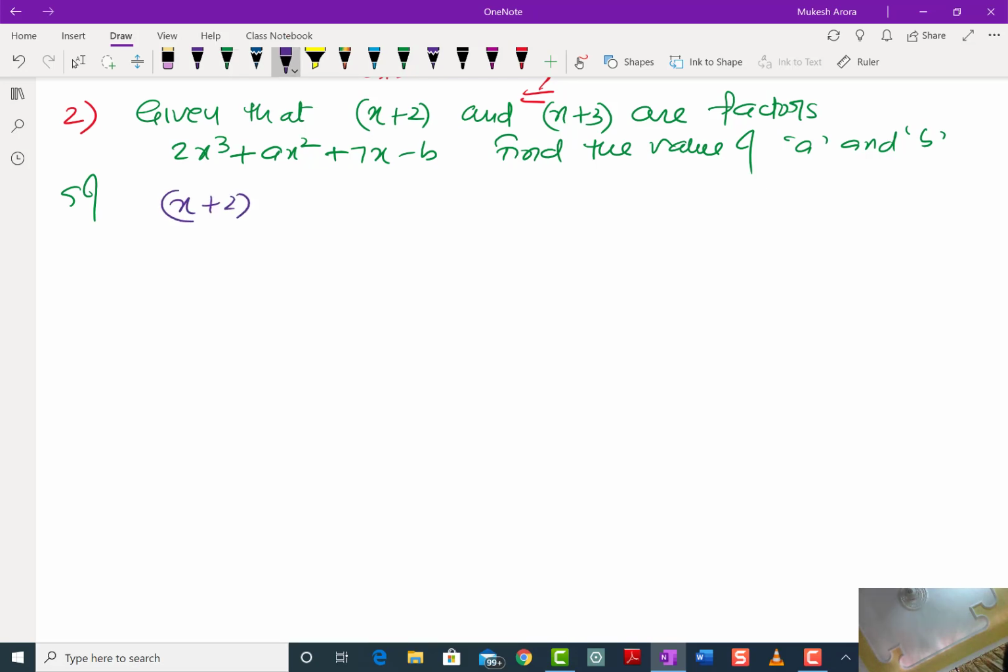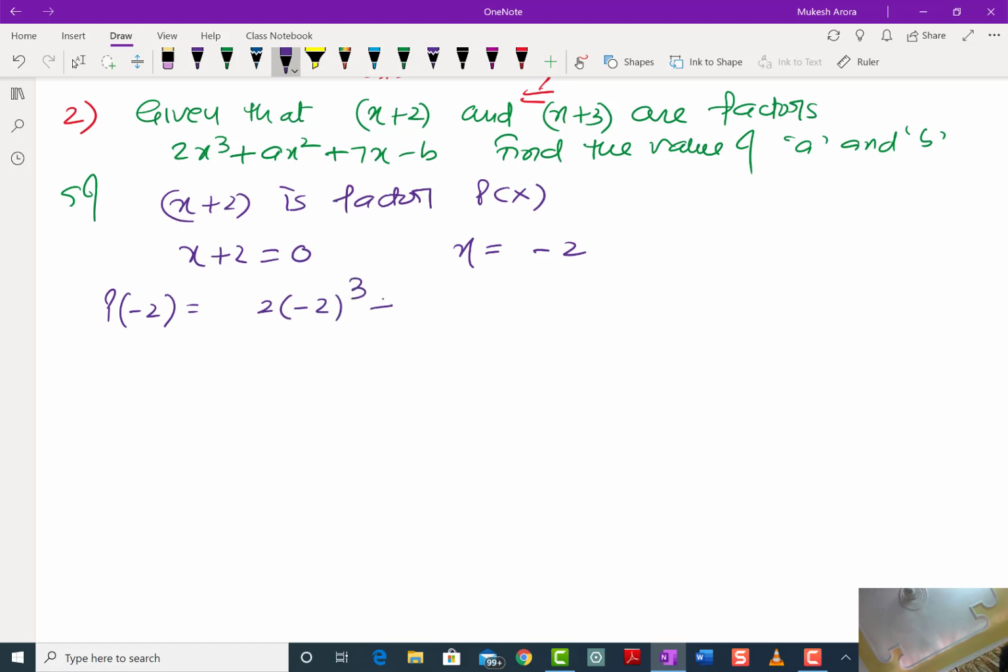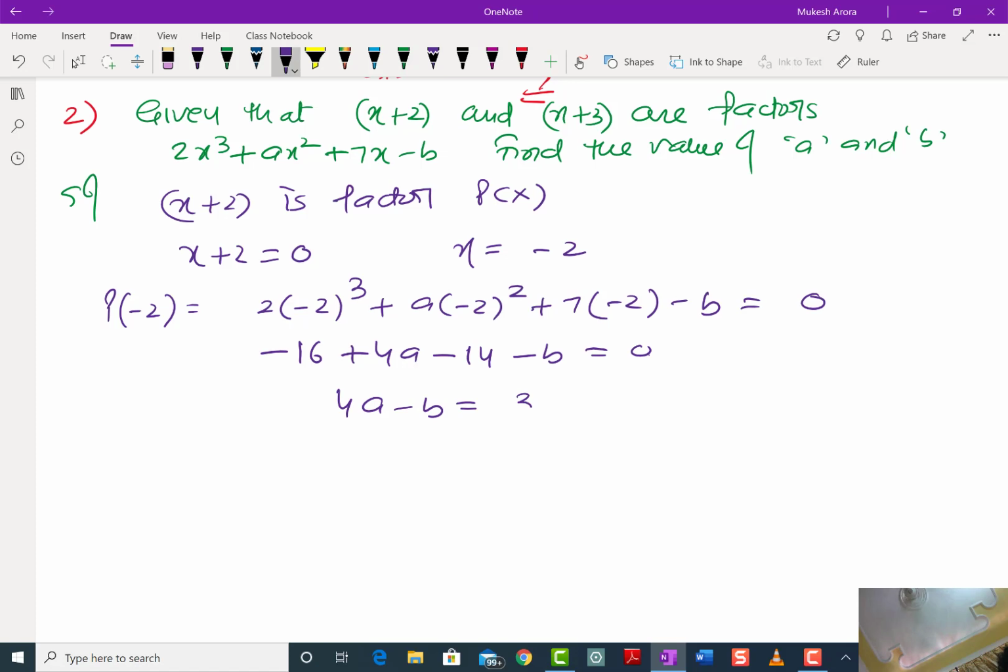x plus 2 is a factor of p(x). From here x plus 2 is equal to 0, x is equal to minus 2. So p(minus 2): 2 into minus 2 raised to the power 3 plus a into minus 2 raised to the power 2 plus 7 into minus 2 minus b is equal to 0 because this is a factor. This is 8 minus 16 plus 4a minus 14 minus b is equal to 0. 4a minus b is equal to 30.